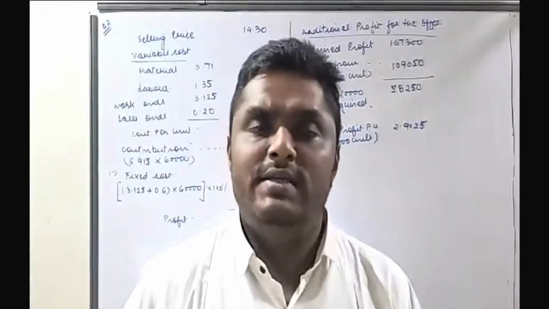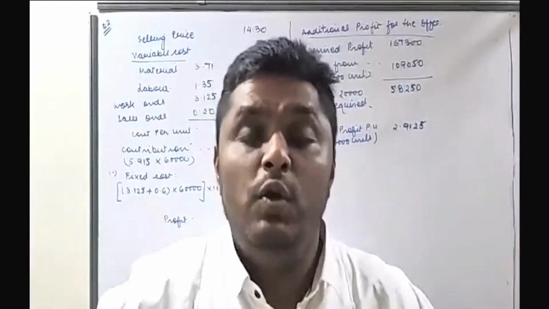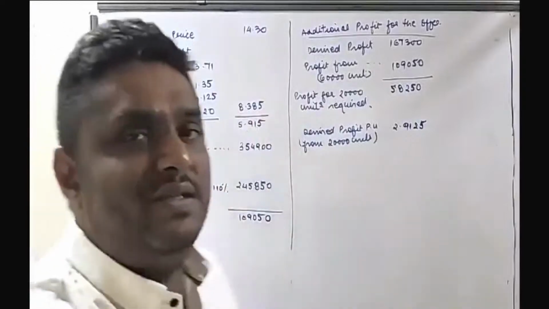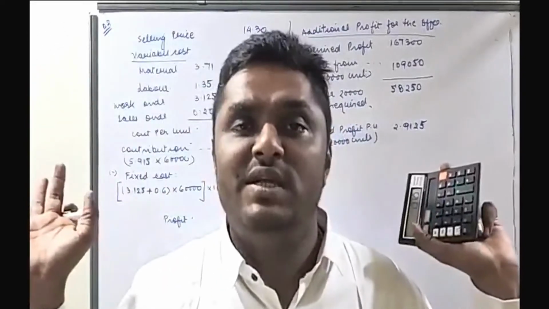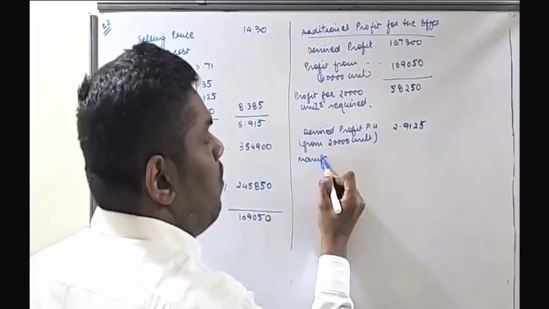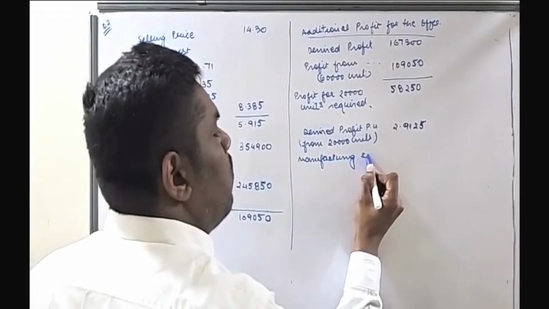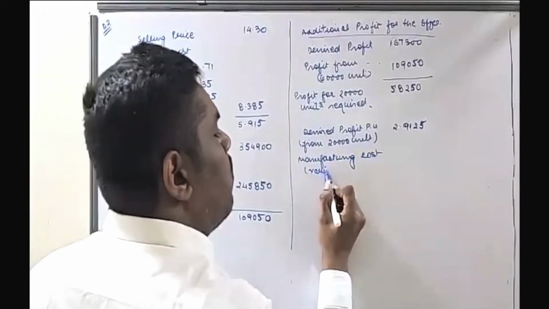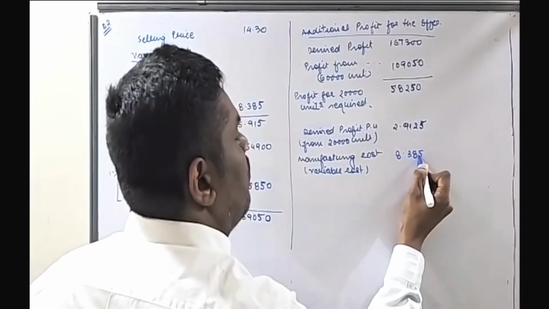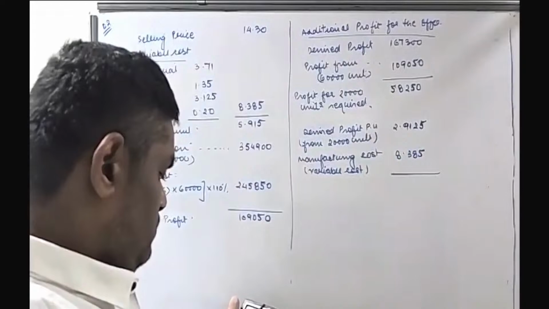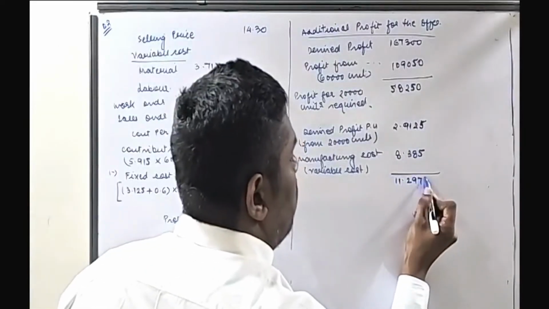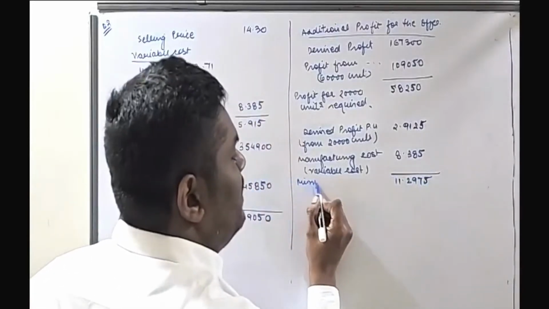Now, very important, guys, this much profit we want per unit. And to manufacture these 20,000 units, what will be the cost? 8.385. Because fixed cost is already recovered from 60,000 units. So how much extra manufacturing cost will be incurred? So this will be the minimum offer price.